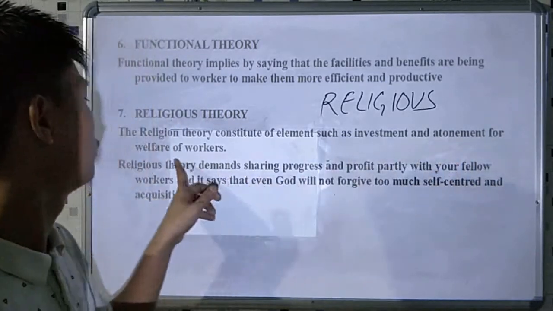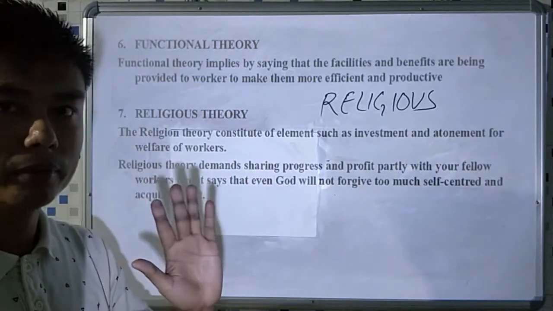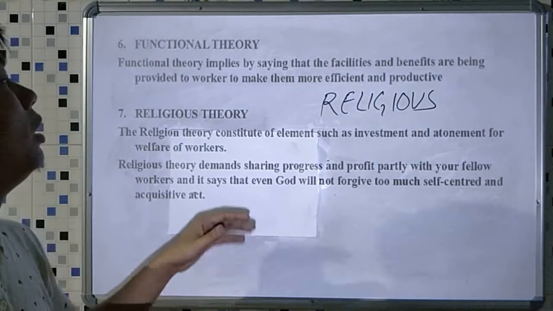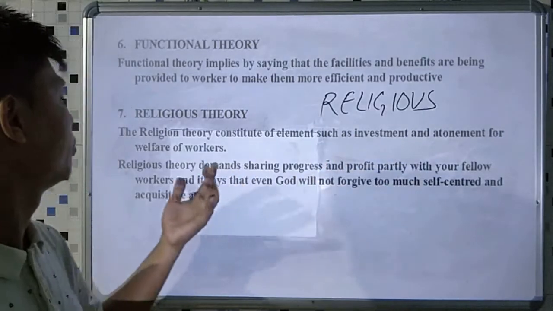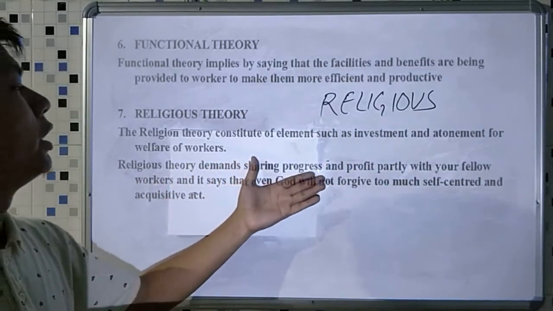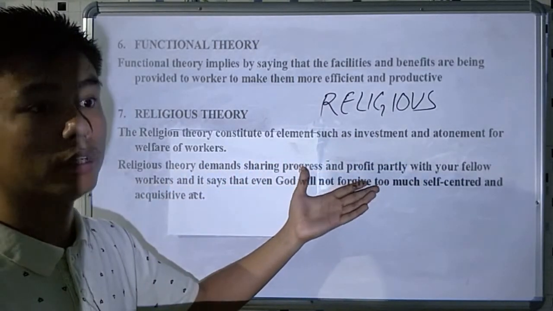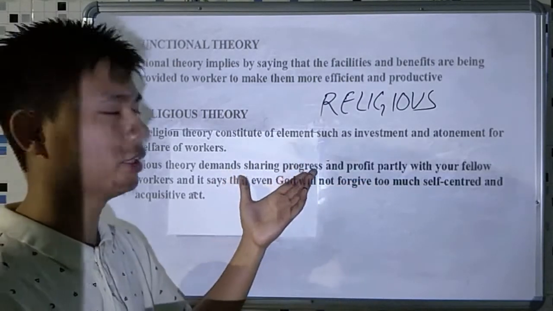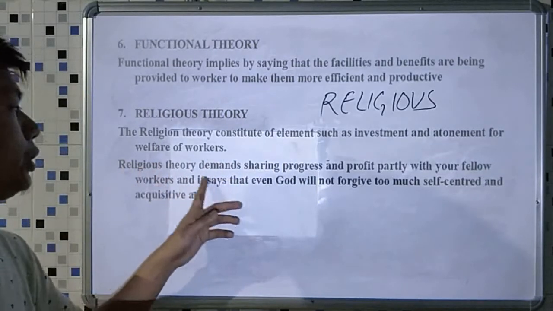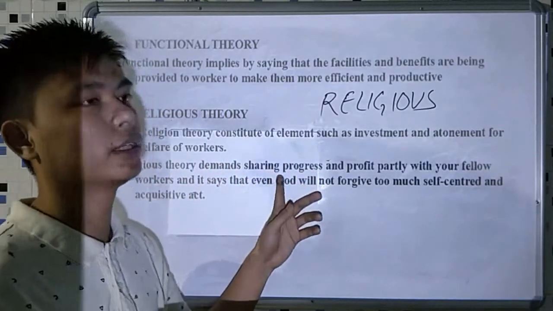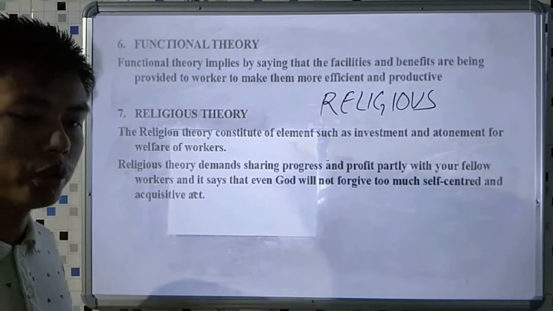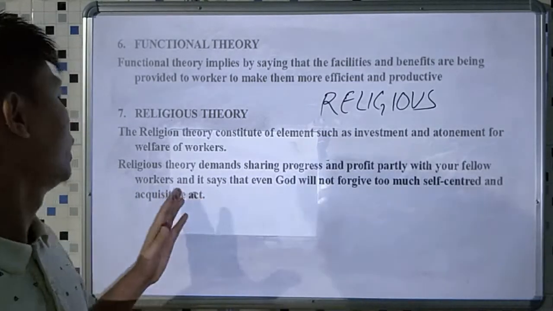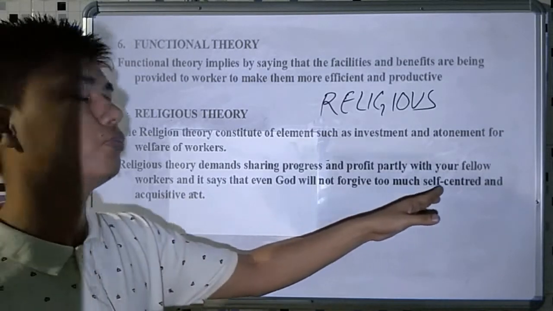Getting my point? Yes or no? Sometimes we cheat somebody and we do not feel good afterwards. So it's like atonement and investment. And here it believes in sharing of profit, like a company giving you an early bonus. We should share: in times of working we have worked together, so in times of earning, let's share also. And also it says that God will not forgive too self-centered people.